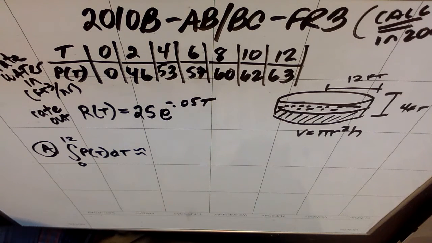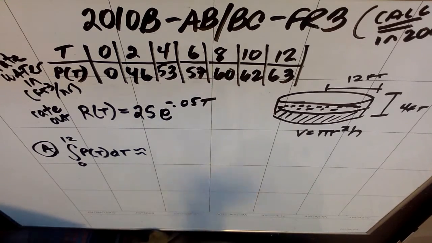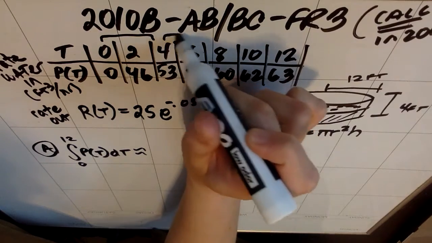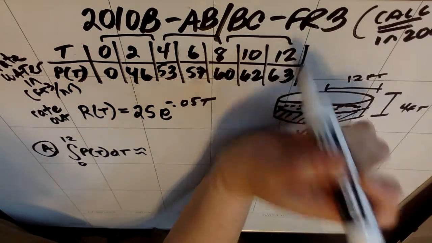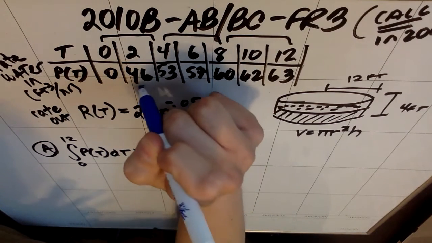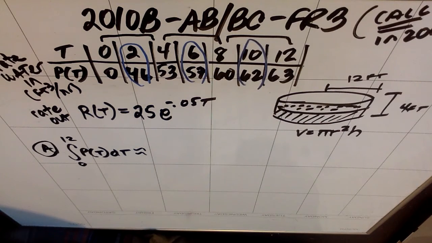Now, they said use a midpoint Riemann sum, and that's tricky because that means you need the middle of each interval. But they said use 3 subintervals. So the intervals from 0 to 4, from 4 to 8, and from 8 to 12. Those are my 3 equal subintervals, which means that my midpoint values are the values that occur in between. The y value at 2, the y value at 6, and the y value at 10 would all be the midpoint values.